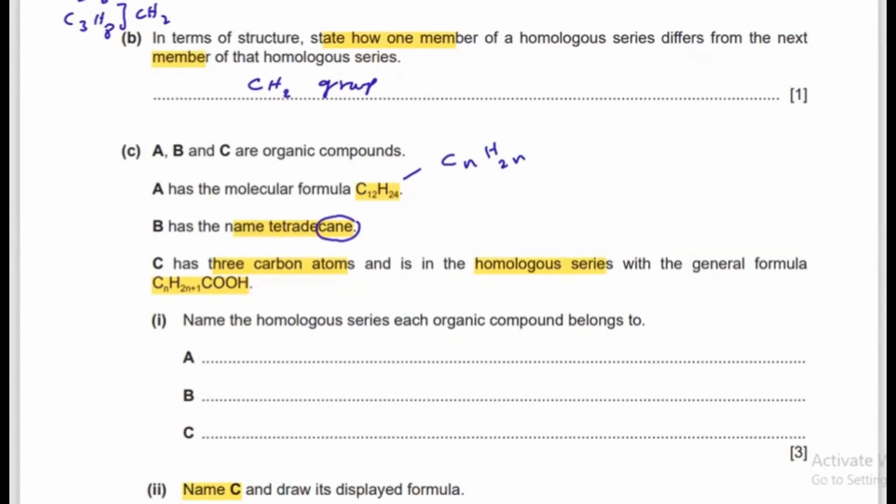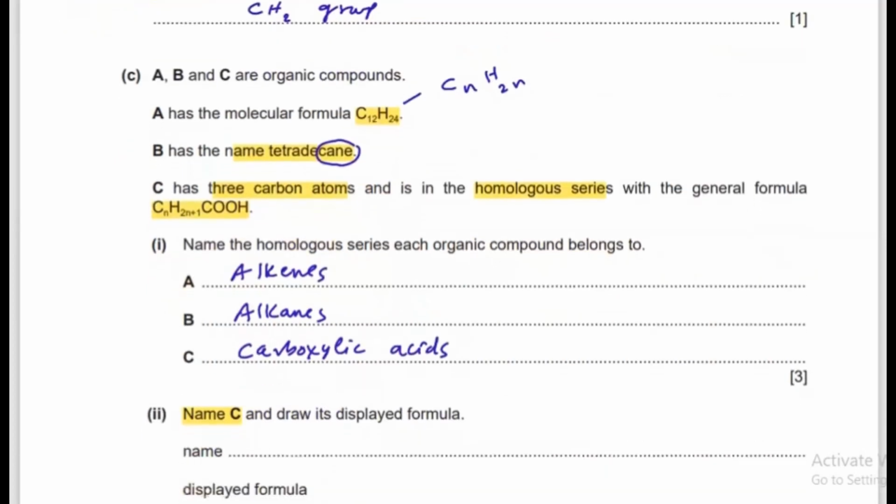C has 3 carbon atoms, and this is the general formula of carboxylic acid. So name the homologous series. A is alkene. B is alkane. And C is carboxylic acid. Okay, so these are the series of alkanes, alkenes, and carboxylic acids.